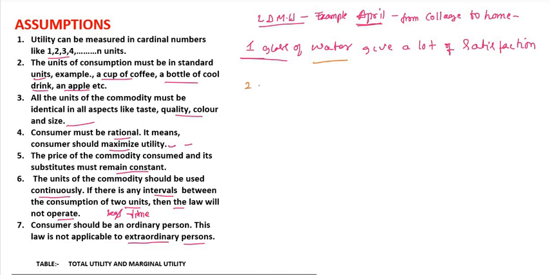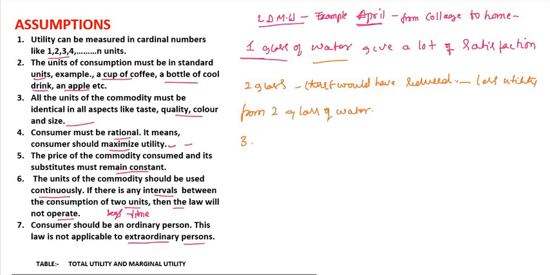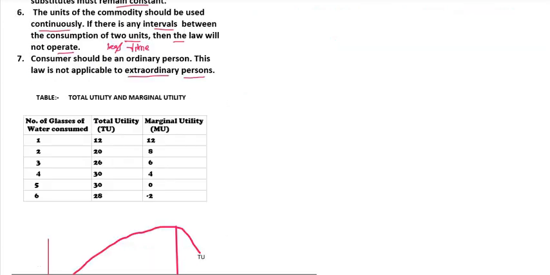When she drinks the second glass of water, the extent of her thirst would have reduced. That's why she will derive less utility from the second glass of water. If she takes the third, fourth, fifth and sixth glass of water continuously, she will get less utility from the third, fourth, fifth and sixth. After some point the marginal utility falls to negative. The following table shows the total utility and marginal utility that a person derives from drinking water.